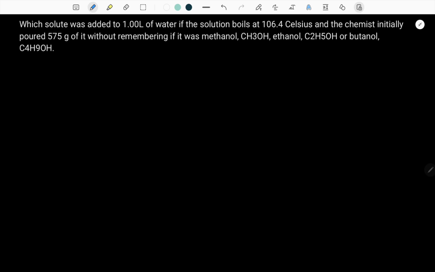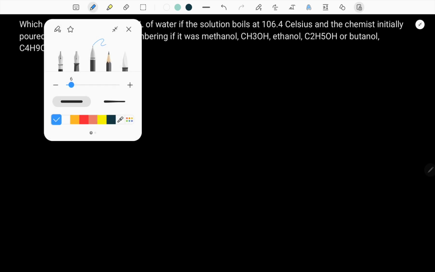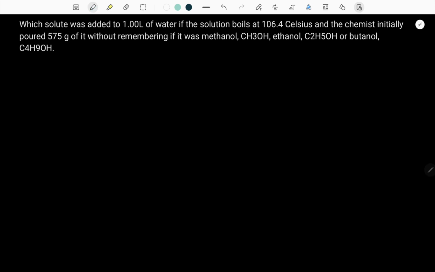So here it's a kind of confusing question. It's asking which solute was added to 1 liter of water if the solution boils at 106.4 Celsius. So I'll just underline the important things here. First of all, we know the solvent is 1 liter of water. It boils at 106.4 Celsius, and initially poured this much of it without remembering what it was.